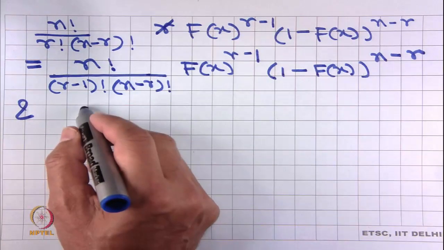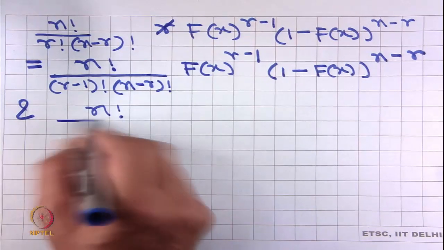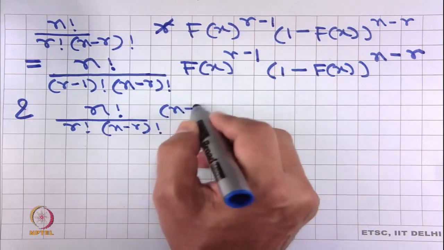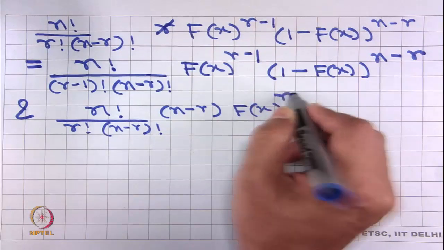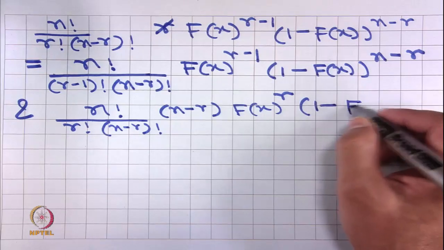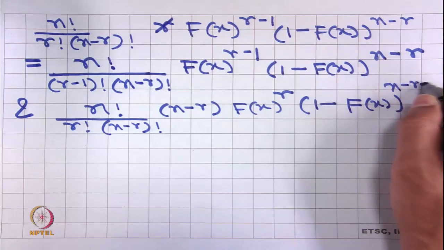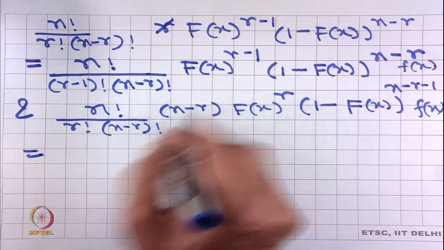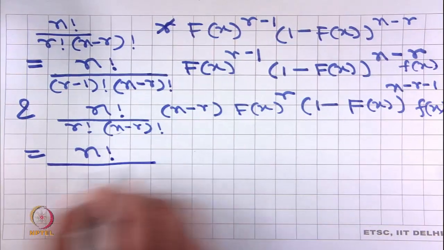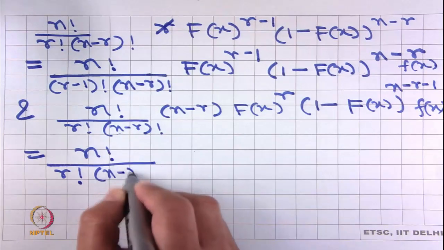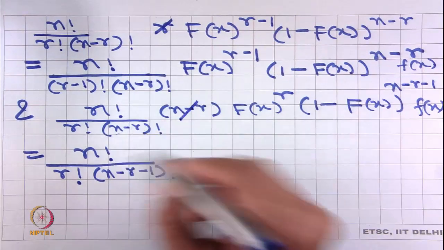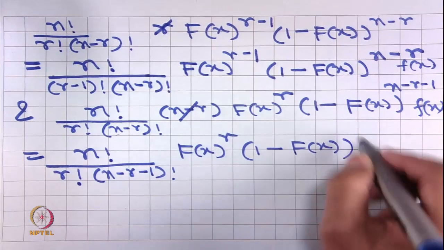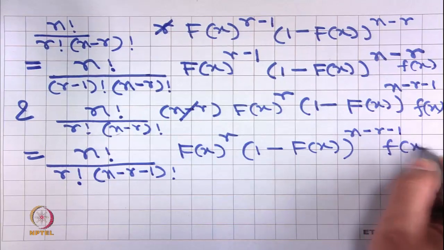And what is the second component? It is n factorial upon r factorial into n minus r factorial, into n minus r, f(x) to the power r, (1 minus f(x)) to the power n minus r minus 1, and of course, there will be an f'(x) term there, that should have been here also, is equal to, now this cancels with the first one. So, that gives me n factorial upon r factorial n minus r minus 1 factorial, this cancels, f(x) to the power r, (1 minus f(x)) whole to the power n minus r minus 1 multiplied by f'(x).